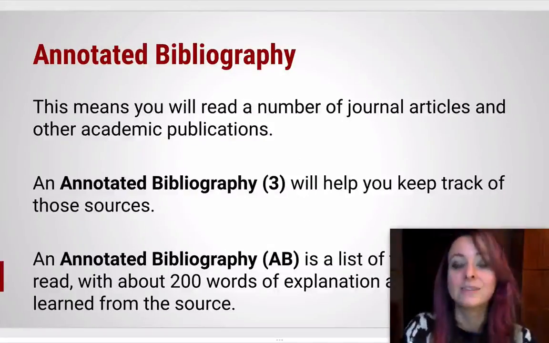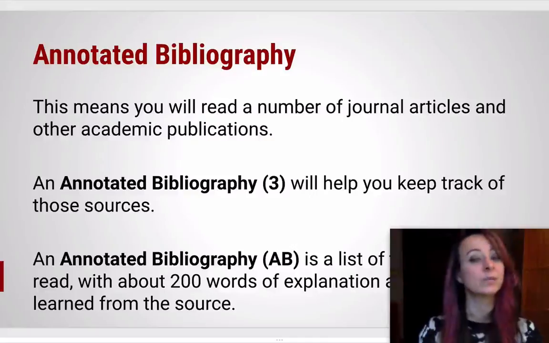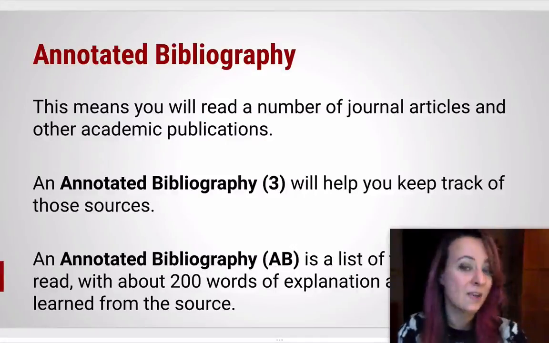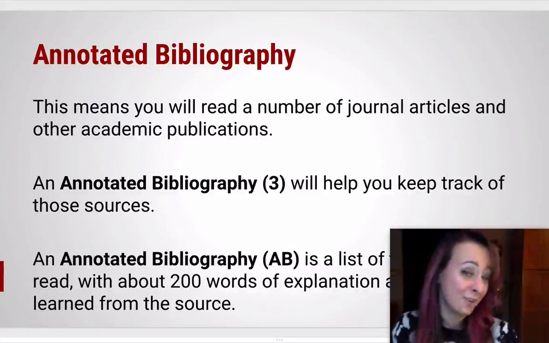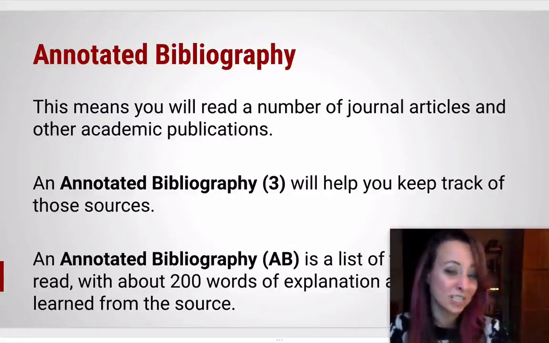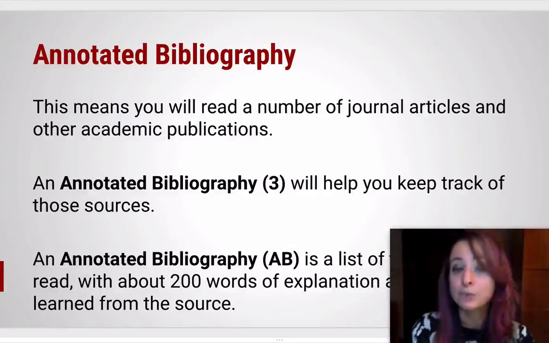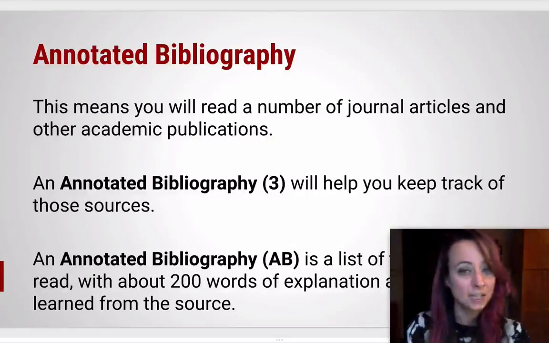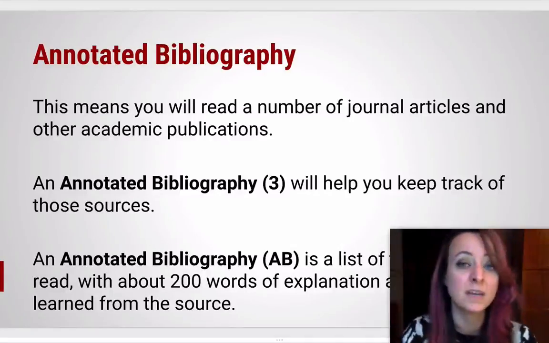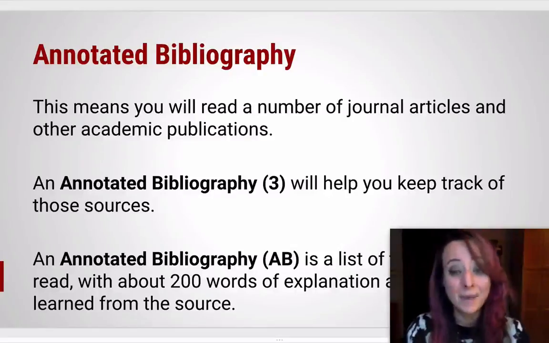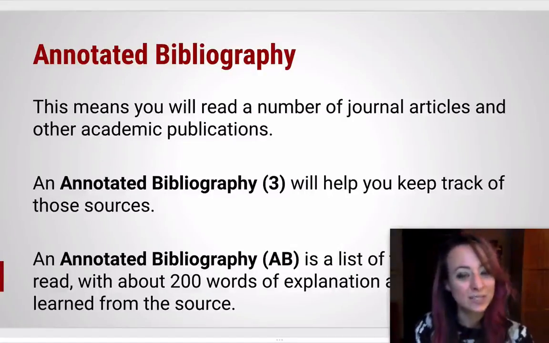Next, you will create an annotated bibliography. This means that you will read a number of journal articles and other academic publications in order to gather the evidence you need to answer your research question. And the annotated bibliography is a tool that will help you keep track of those sources. An annotated bibliography, which you will often hear me call an AB, is a list of the sources that you read.